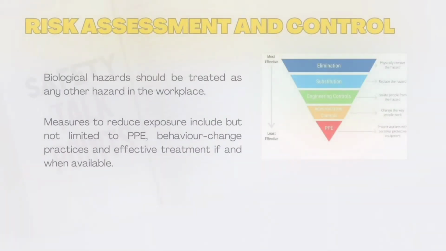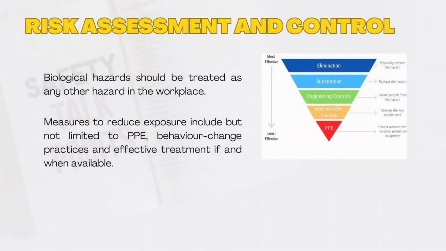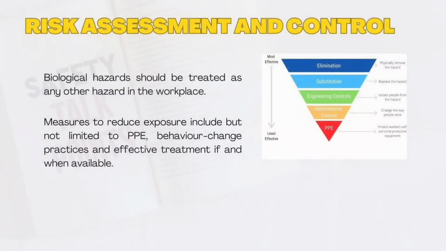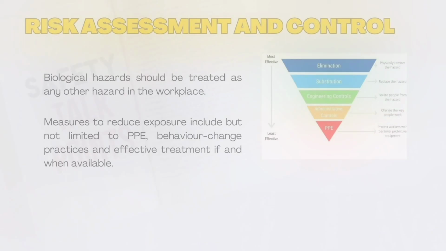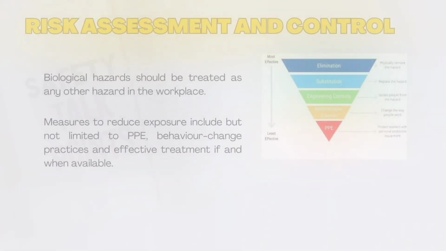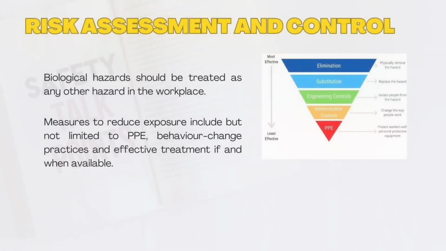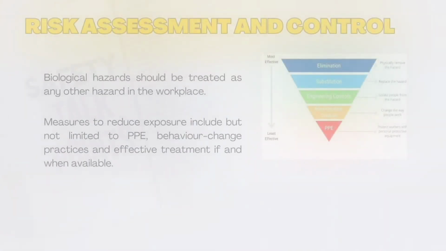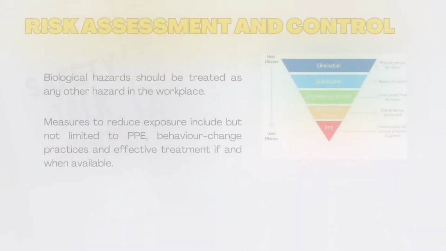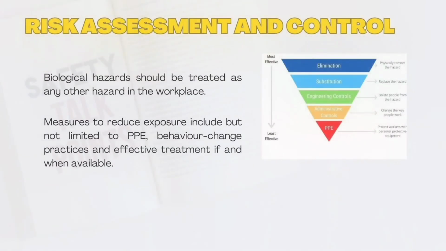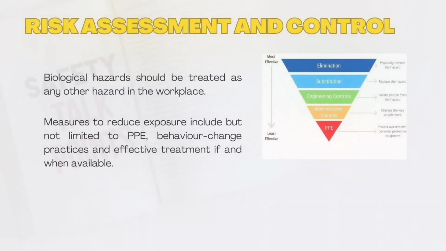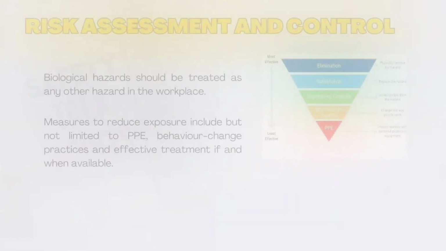Biological hazards should be treated as any other hazard in the workplace. They need to be assessed to determine how they should be controlled. A conventional, task-based risk assessment is a reasonable way of assessing the risks. When controlling the risks, a hierarchy of control approach is just as effective for biological hazards as other hazards and risks in the workplace. Measures to reduce exposure include, but are not limited to, PPE, behavior change practices, and effective treatment if and when available. By implementing controls in the workplace, the risk of biological hazards can be greatly reduced, and, in some cases, they can be eliminated.